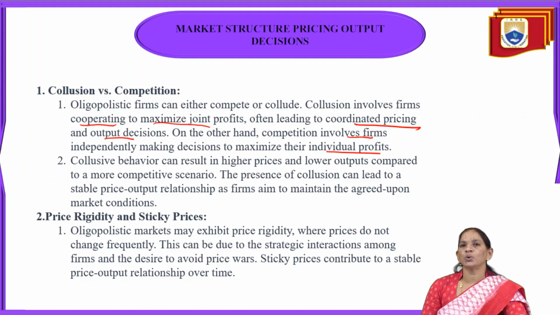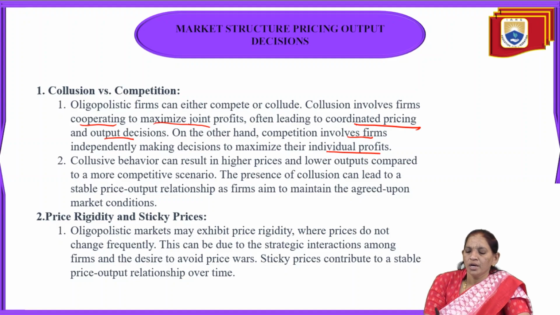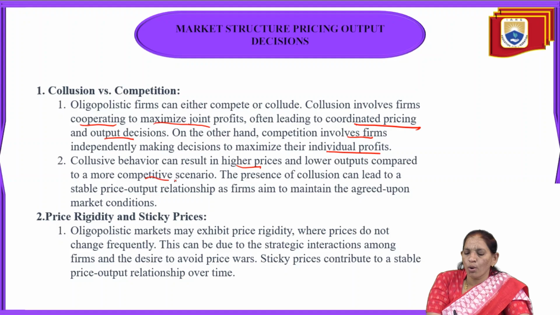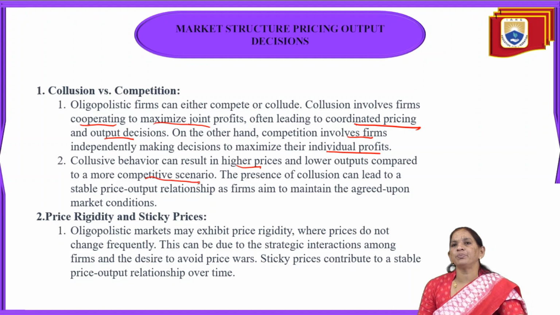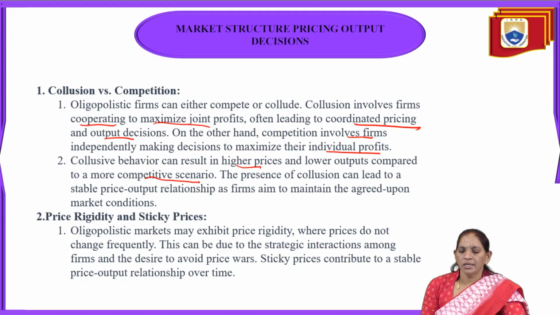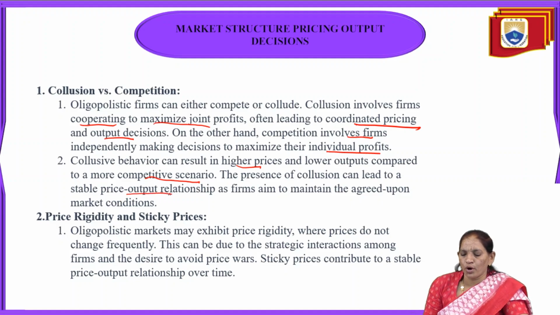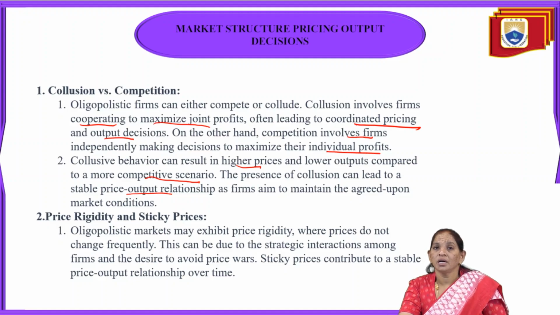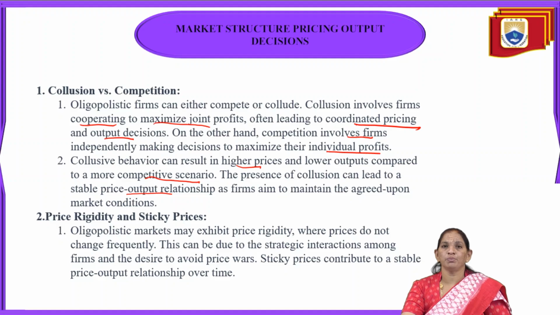Along with this is the collusion behavior of oligopoly, where collusion results in higher prices and lower output compared to the competitive scenario. Collusion leads to price stability of output, and the firms aim to maintain the agreed-upon market conditions. Based upon this collusion, higher prices are charged, and the output relationship between the different firms is enhanced and agreed for a stable price in the market.